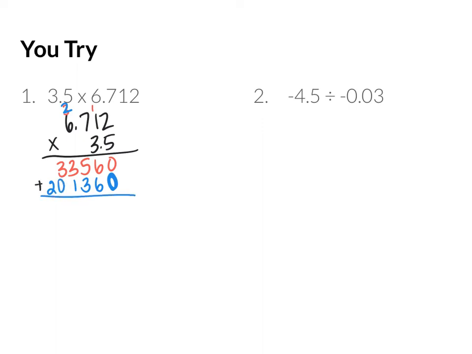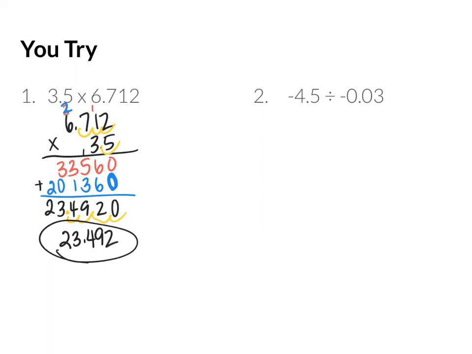When I go to add them, that gives me 9, 4, 3, and 2. And this time, I had 1, 2, 3, 4 moves of my decimal, giving me 23.492, or 23 and 492 thousandths.